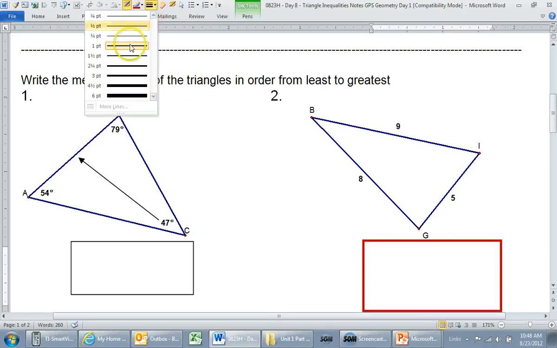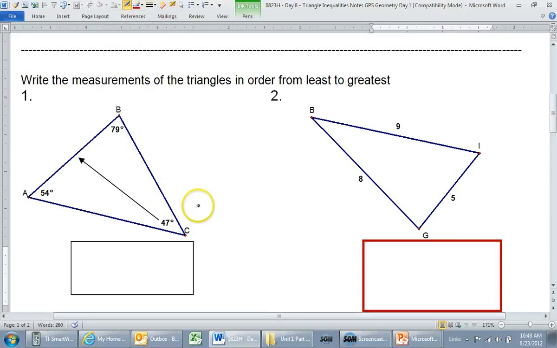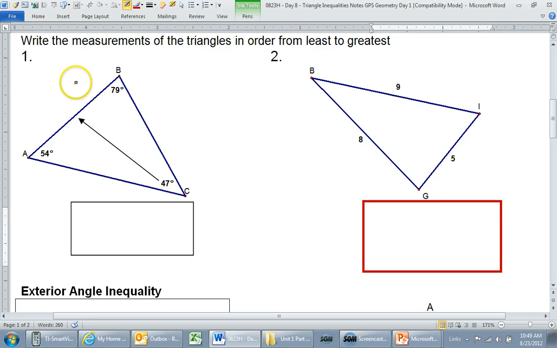Okay, looking at problem number 1. We're just going to write the sides in order from least to greatest. Since we're given angles, we should start with the angles. What's the smallest angle you see, guys? Angle C, because it's 47. I already started you off with this arrow because we should be looking for the opposite side. So what's the smallest side? AB is the smallest side, so I'm going to put that first because it's the smallest.